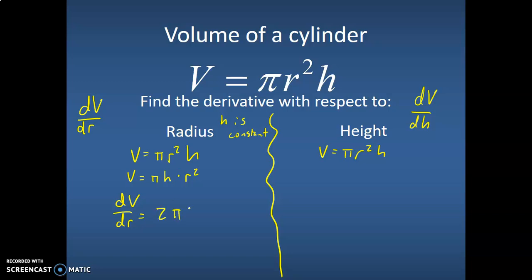So it'll be 2 pi h and then r to the first power. So the derivative of volume with respect to the radius would be 2 pi h times the radius.